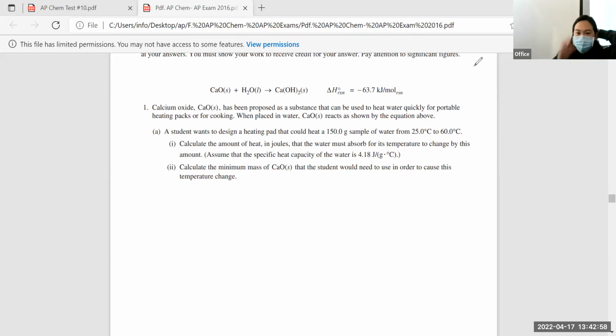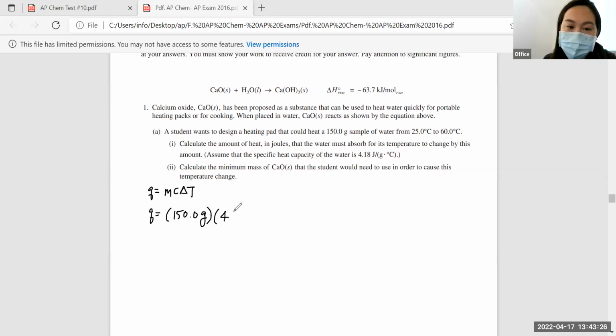So we want the temperature change to go from 25 to 60 degrees Celsius, right? So this is just Q equals MC delta T. The mass that we have is 150 grams, the specific heat of water is 4.18 joules per gram degree Celsius, and our delta T is final minus initial, so 60 minus 25 degrees Celsius. 60 minus 25 is 35. 35 times 150 times 4.18.